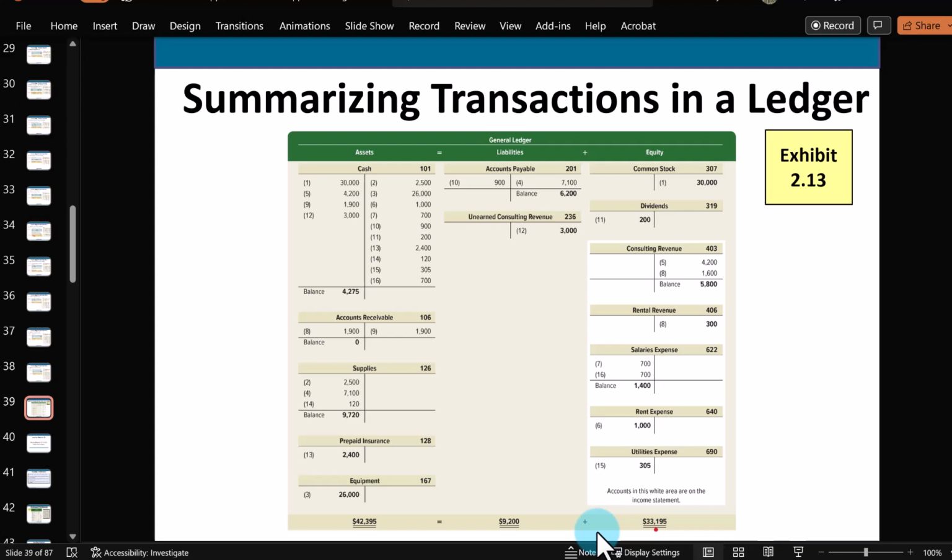But continuing to our last video, where we're going to prepare that trial balance from these bolded numbers here and the financial statements. One more time.